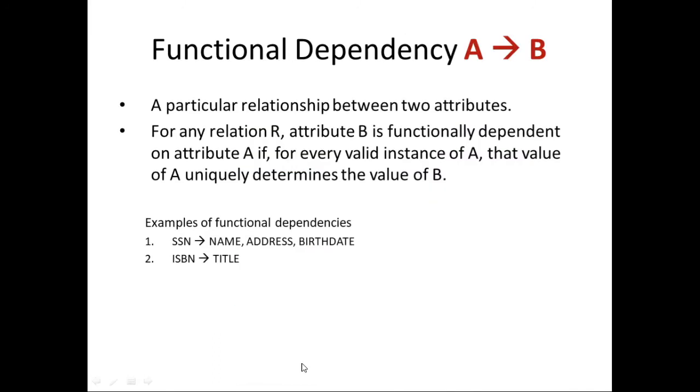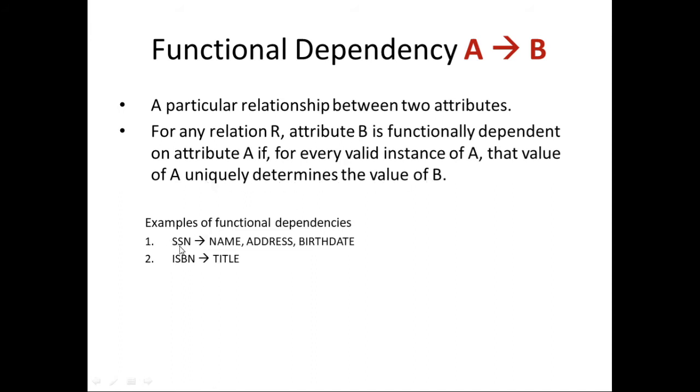Now we're talking about dependency. What's dependency, or what's functional dependency? We could say that B is functionally dependent on A, a particular relationship between two attributes. For any relationship R, that's a table, attribute B is functionally dependent on A if for every valid instance of A, that value of A uniquely determines the value of B. Again, that value of A uniquely determines the value of B. So here are some examples.